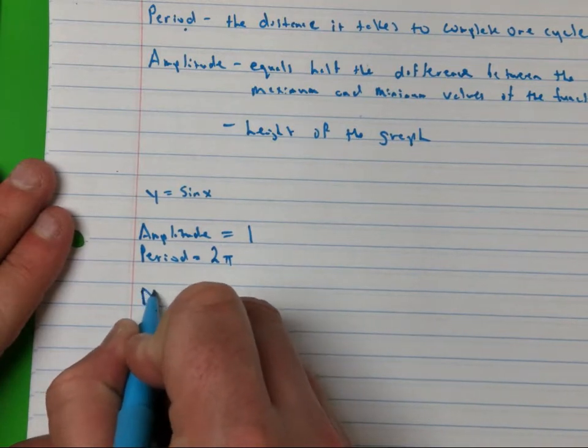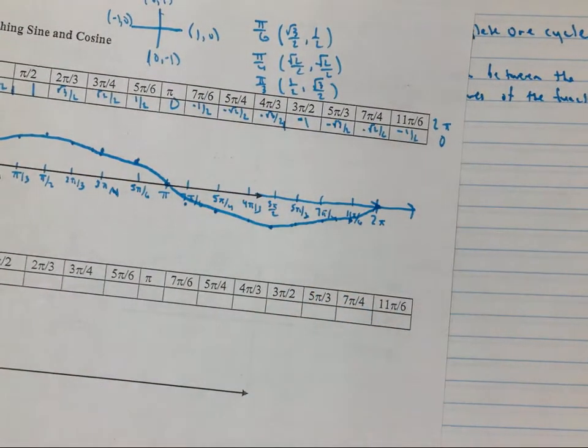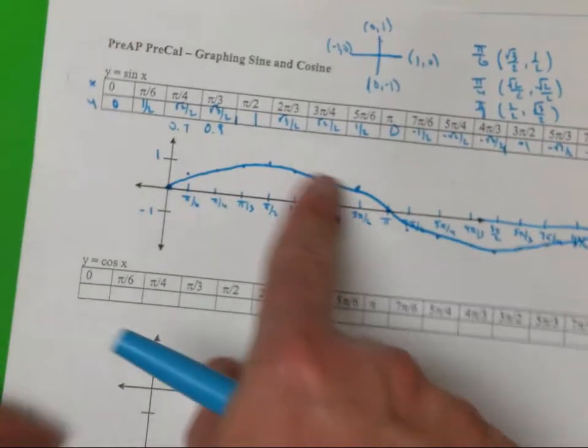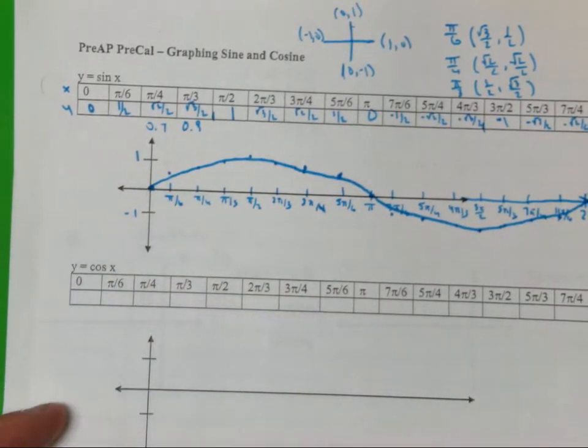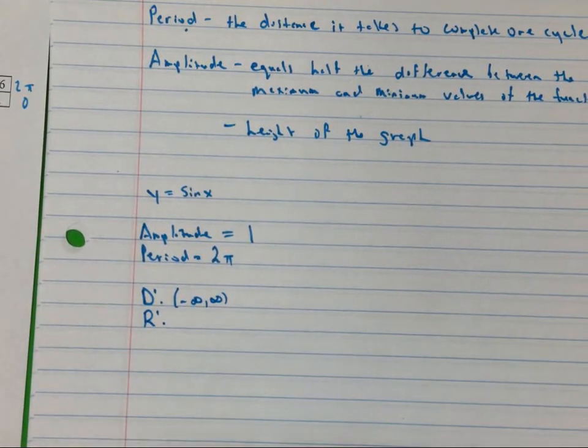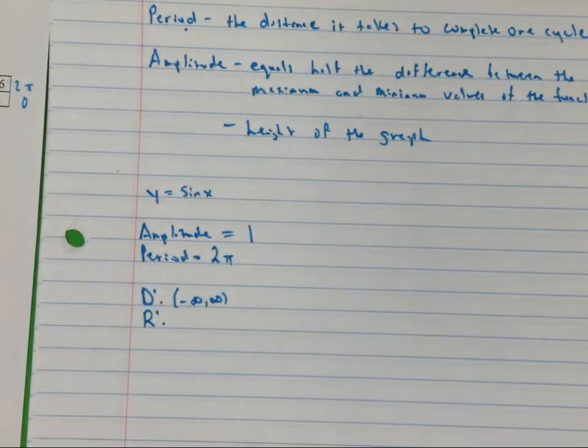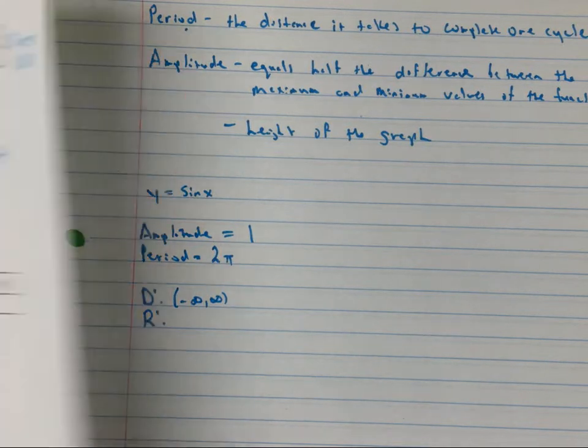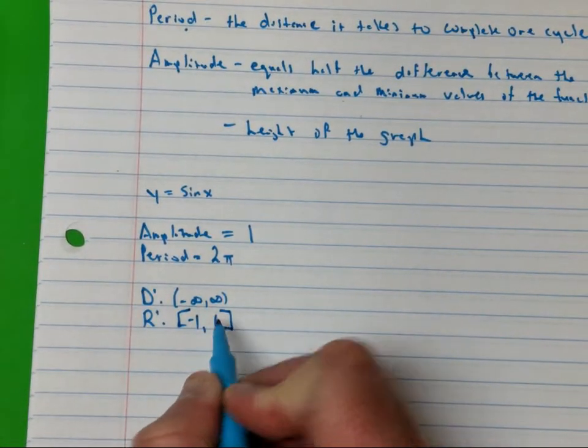Alright? Domain. This thing keeps going and going. It's periodic. It keeps cycling. And it even goes before. So it is all real numbers. The range: how high and how low does it go? From -1 to 1. So it'd be -1 to 1.